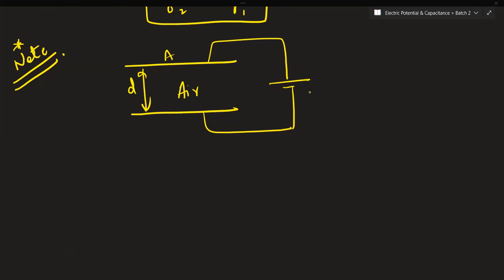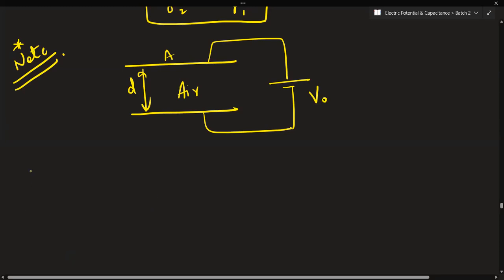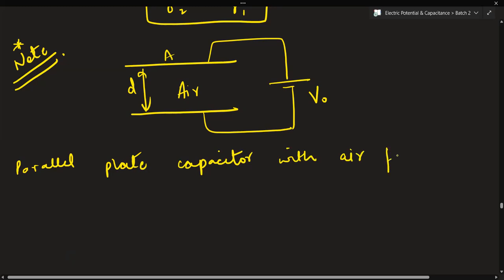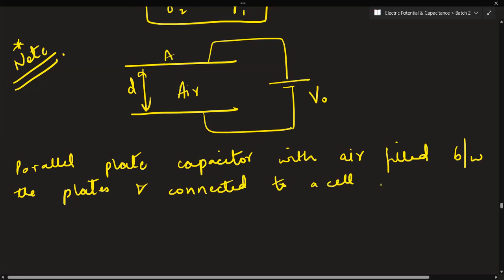So this is which case. Let's say the potential is V naught. So firstly, we have taken a parallel plate capacitor with air filled between the plates and connected to a cell of potential difference V naught. Now this is the basis of it. This is the initial case. This is the general case.